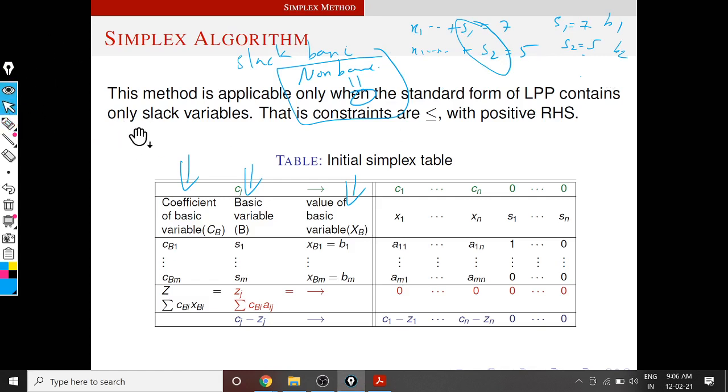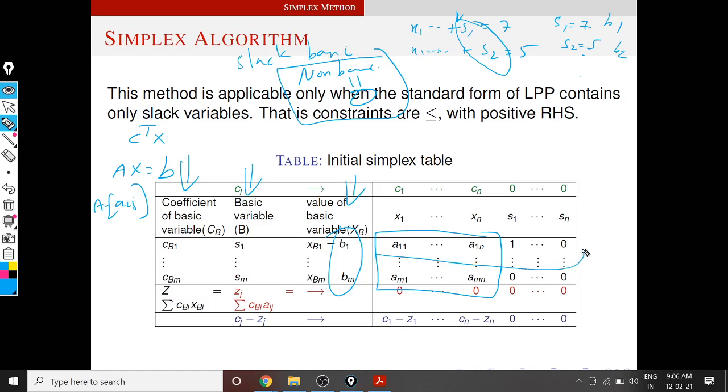Suppose our problem is like this: maximize C transpose x subject to Ax equal to b. Then b contains b1, b2, up to bm, the values. And A is the matrix aij. Here the coefficient of s1 in the first equation is 1. The first row corresponds to the first equation and the second row corresponds to the second equation. In the second equation the value of s1 is 0 and the value of s2 is 1, like that. So you can easily write this initial simplex table.